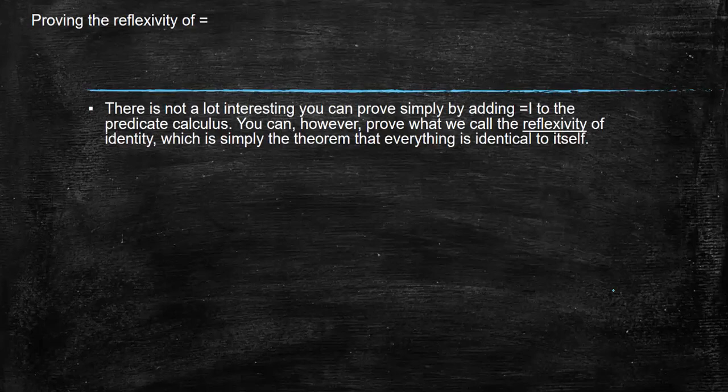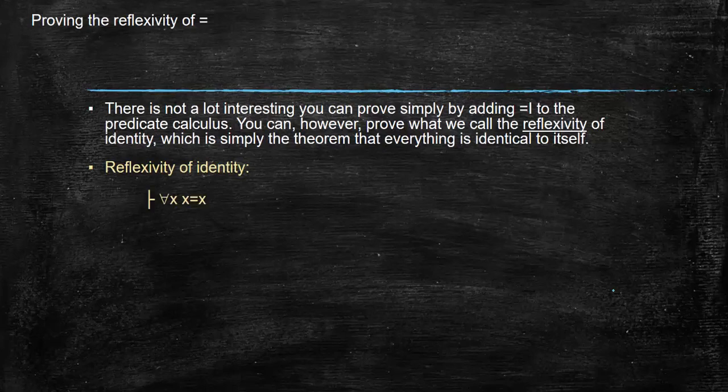So there's not a lot of interesting stuff that you can prove simply by adding identity introduction to the predicate calculus. But you can prove what we call the reflexivity of identity, which is simply the theorem that everything is identical to itself. In fact, the reason we adopt identity introduction as a rule is because of the reflexivity of identity. So how do we prove it?